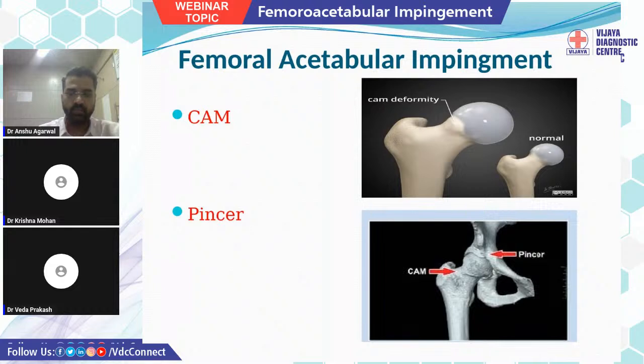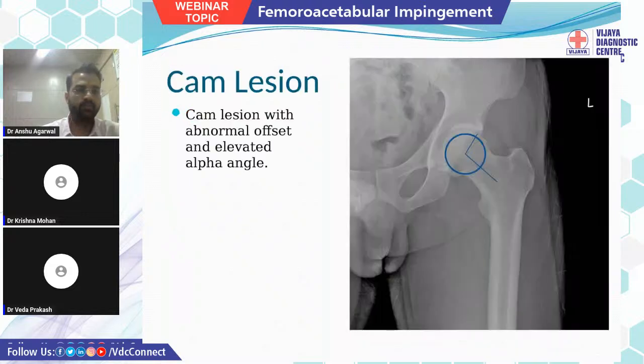femoral head-neck junction. We're not able to see your X-ray. See the X-ray, yeah. Oh, sorry.